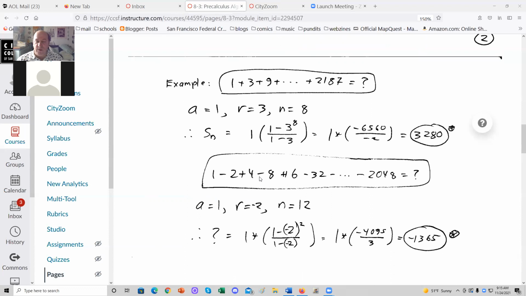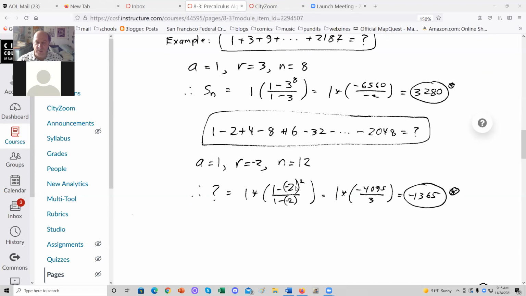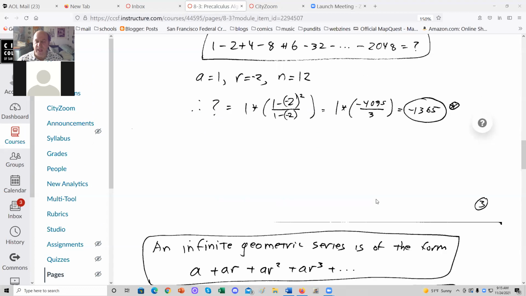Here's 1 minus 2 plus 4 minus 8 plus 16 minus 32, all the way alternating up to minus 2048. Okay, the initial term is 1. The common ratio is negative 2, and you can figure out that there are 12 terms here. So the sum is a times 1 minus r to the n over 1 minus r, so 1 minus negative 2 to the 12th over 1 minus negative 2. And after some figuring, it's negative 1,365.